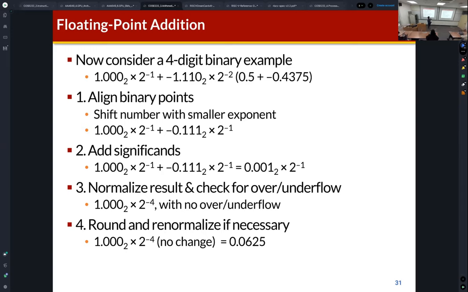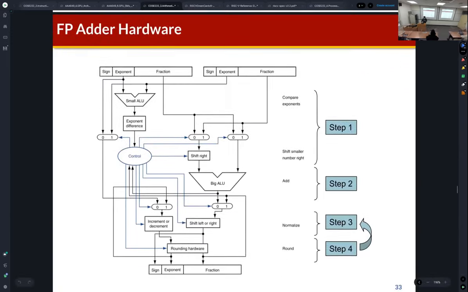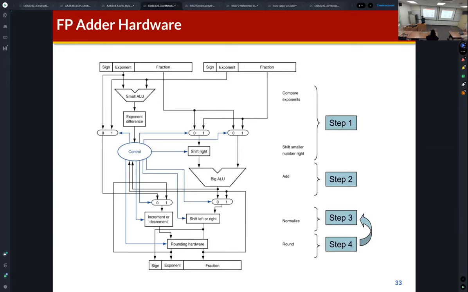First, we need to align the binary point by adjusting the exponent part. Then, if the exponent parts are the same, we can calculate the add operation for the significand, and then normalize, then round. So like the decimal floating point number, the binary floating point addition also requires these four steps. The floating point arithmetic unit also implements these four steps for floating point addition.